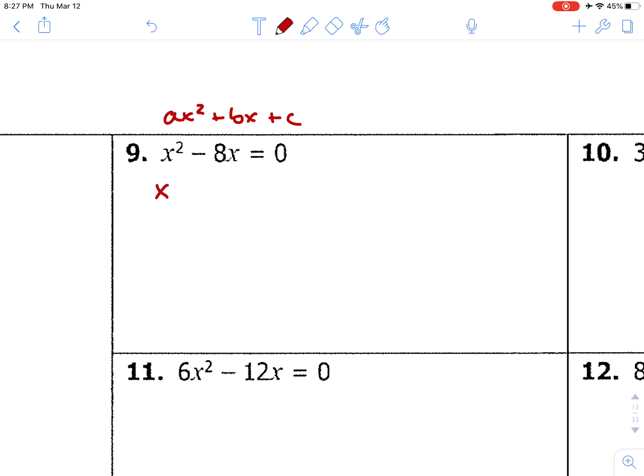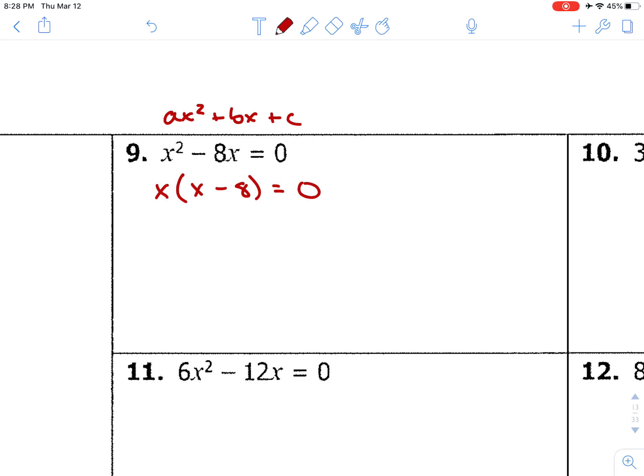When I factor that x out, I'm left with x times x minus 8 equal to 0. And in this case, I now have an expression that's completely factored. If whatever was inside my parentheses still had a squared term in it somehow, then I would still need to factor that part of the expression further until it's completely factored. But here, it's completely factored.